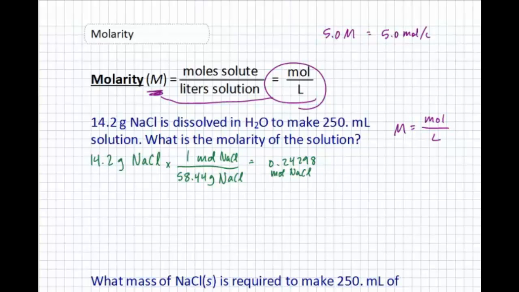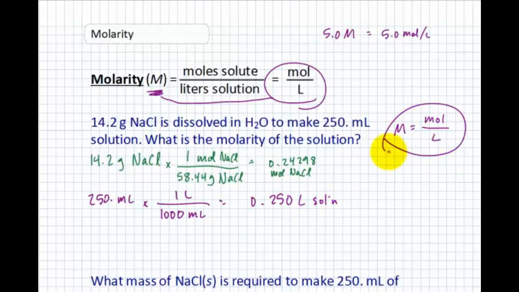The other thing we'll need to divide that by is liters. Well, we got milliliters, so we're close. 250 milliliters. All we have to do is say that there are 1,000 milliliters per liter. And that's just the same as moving the decimal point over. 0.250 liters of solution.